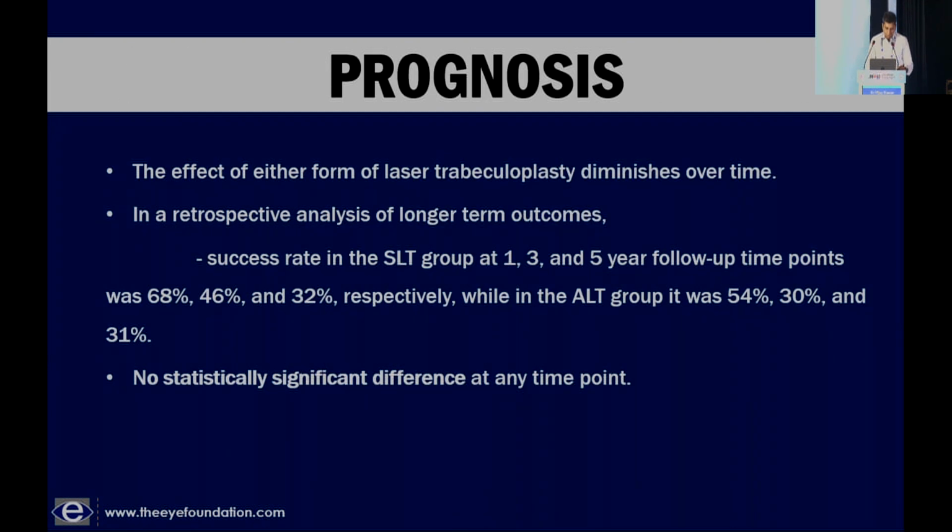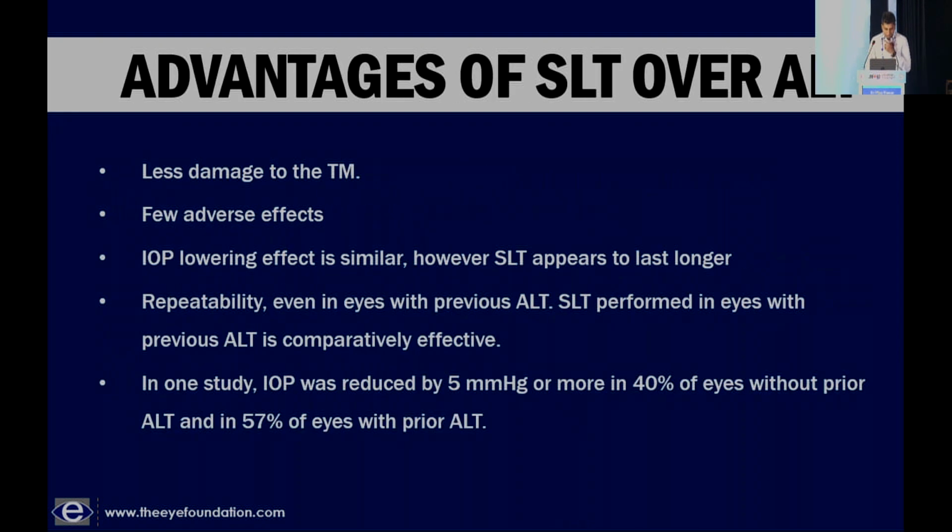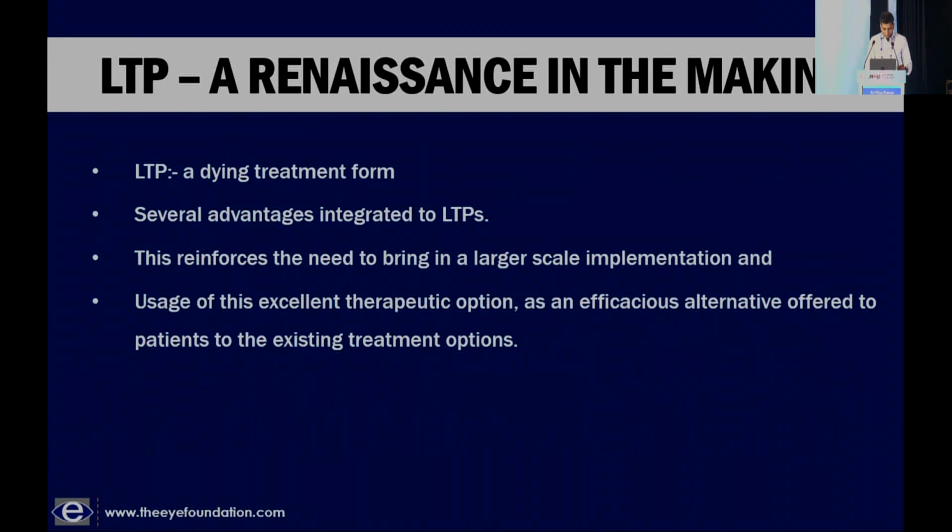Prognosis: in either form of laser trabeculoplasty, the effect wanes over time, but both are equally effective. But in case of ALT, since no repeat treatment is possible, SLT is advised. The advantage of SLT over ALT is that it causes less damage to the trabecular meshwork, with fewer adverse effects. IOP lowering effects are very similar to ALT, but in SLT it's slightly longer. Repeatability is possible in SLT, but not in ALT.